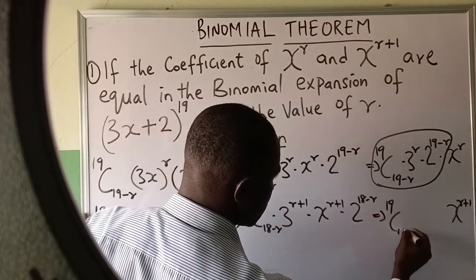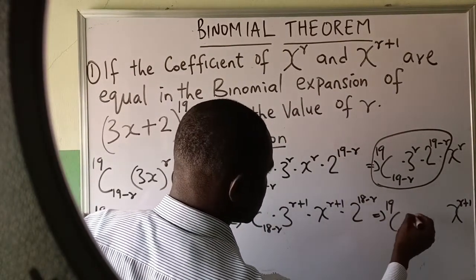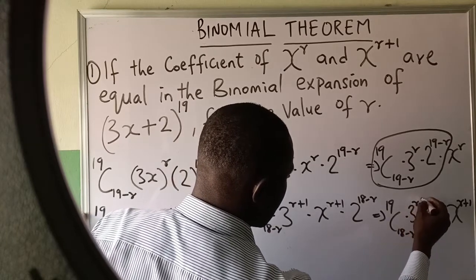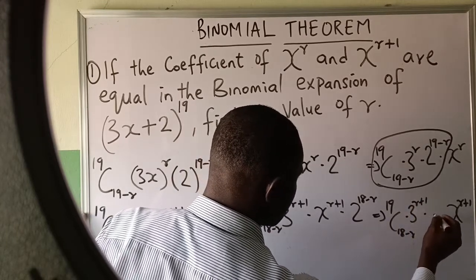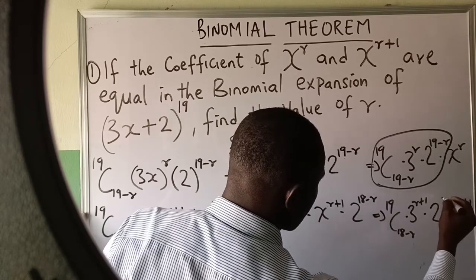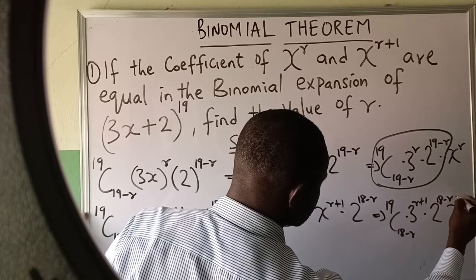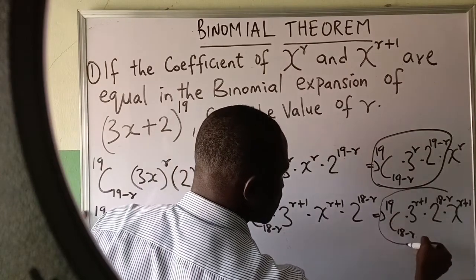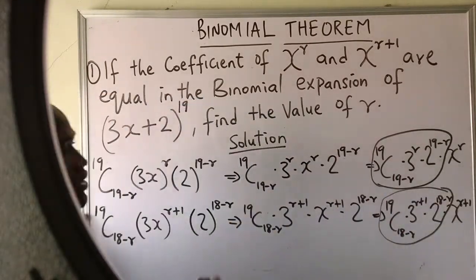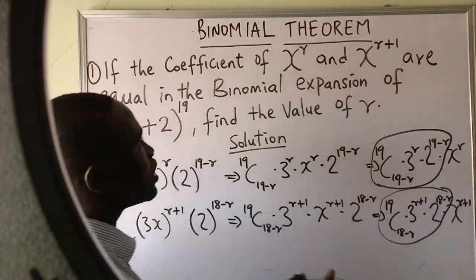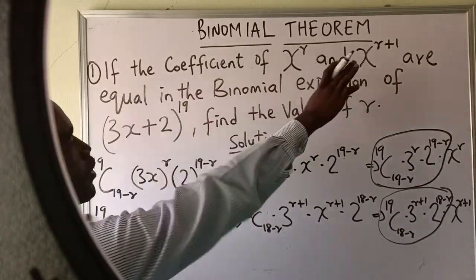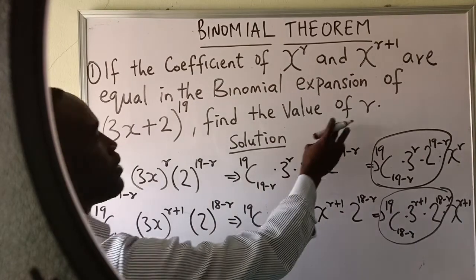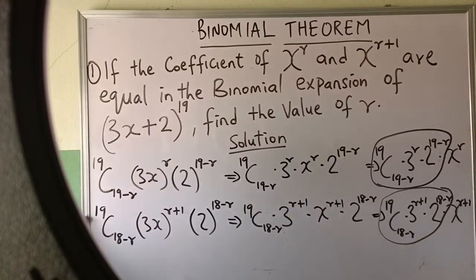19 combination 18 minus r, then 3 raised to the power r plus 1, then 2 raised to the power of 18 minus r. So this is also the coefficient of that x raised to the power r plus 1. So we have gotten their coefficients, and the question says their coefficients are meant to be equal for you to find the value of r. So you equate it.